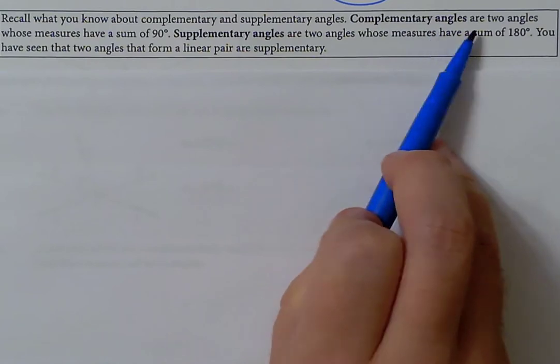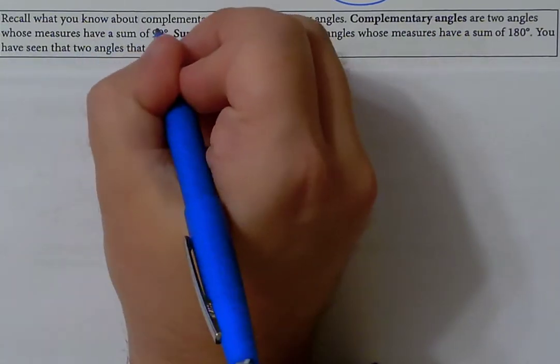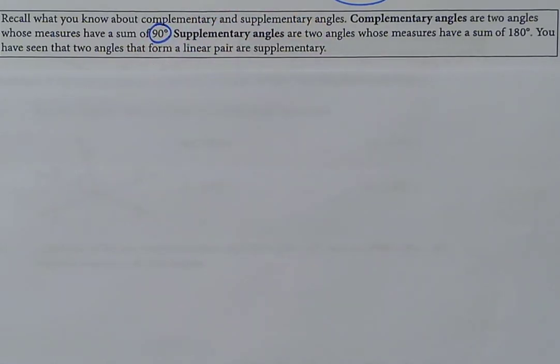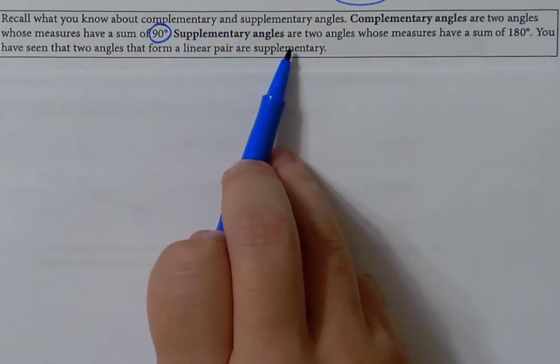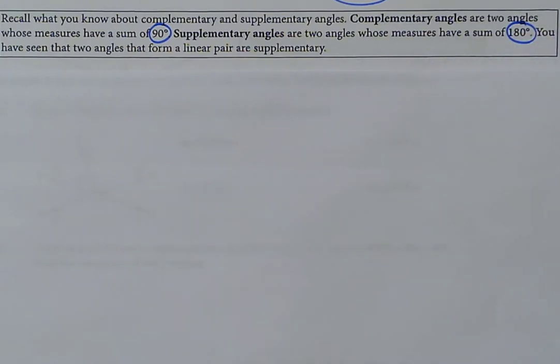Complementary angles are two angles whose measures have a sum of 90 degrees. So complementary adds up to be 90. Supplementary are going to be two angles whose sum is 180. So complementary is 90, supplementary is 180.